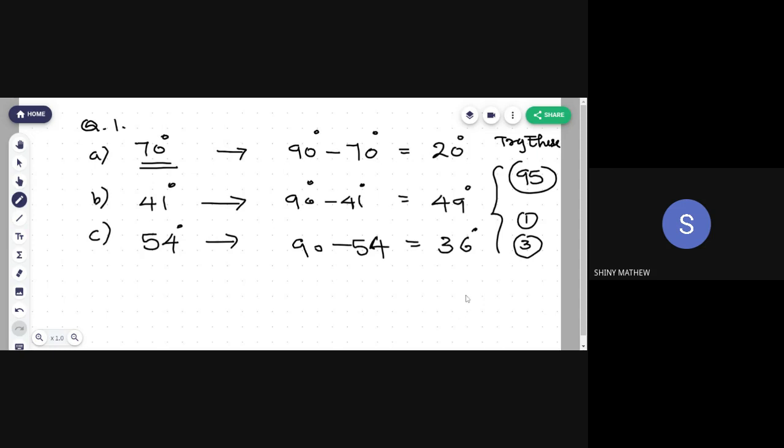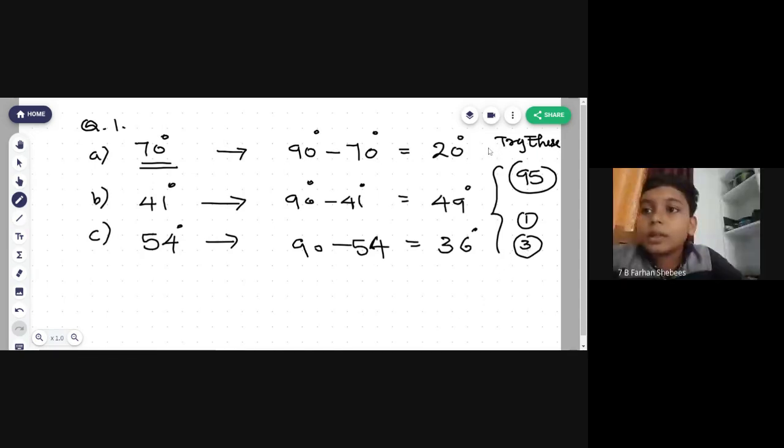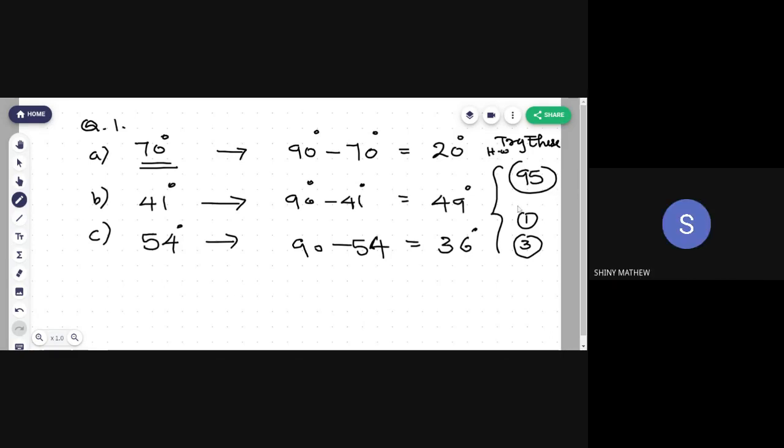Okay, now it is time to wind up your class. Here I am writing everything: page number 95, Try this, main question number 1 and 3. Now question number 3, you have copied in your notebook. First give the answer to that, and after that you can complete question number 1 also. Everyone can complete these two because they are the same type of questions.